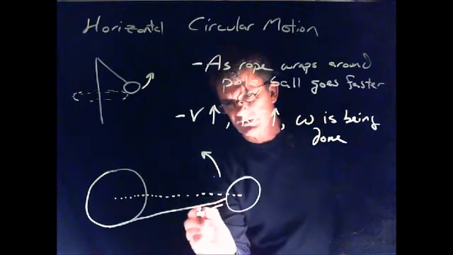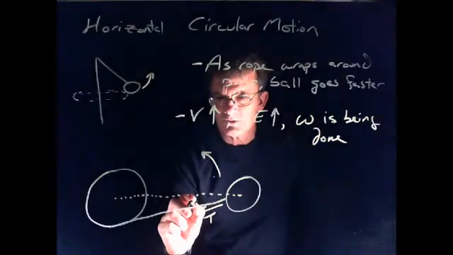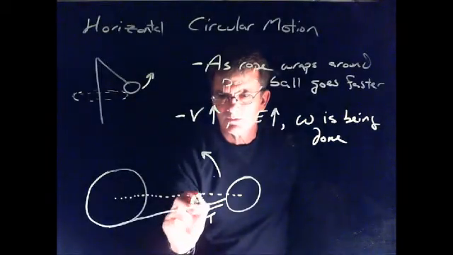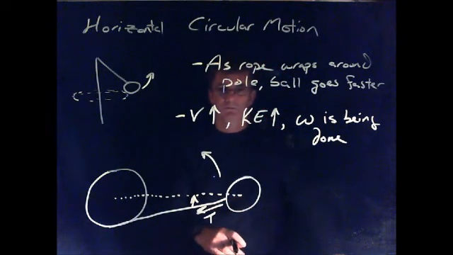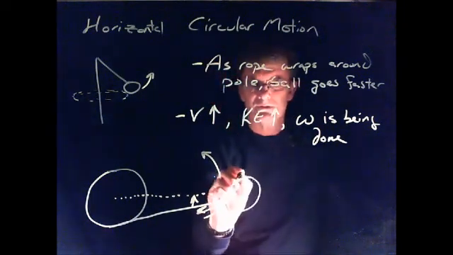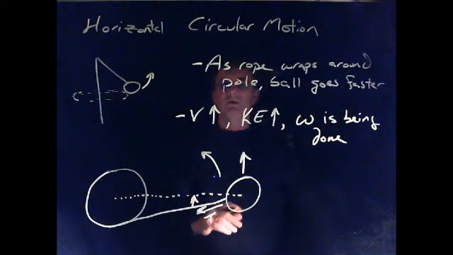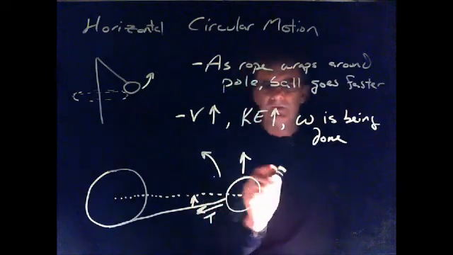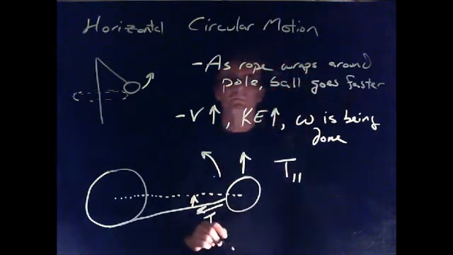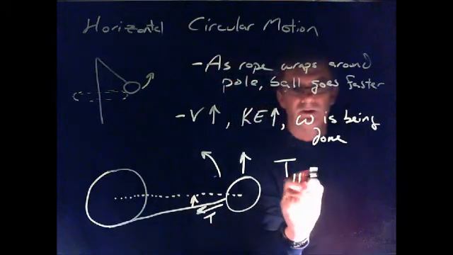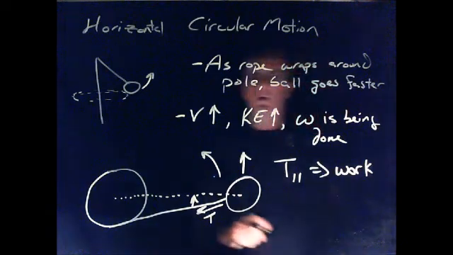So here's our tension. There's a component of tension that's parallel to the ball's motion. The ball's motion is in that direction, and so there's a component of tension that's parallel. The parallel component of the tension is what's doing the work on the ball.